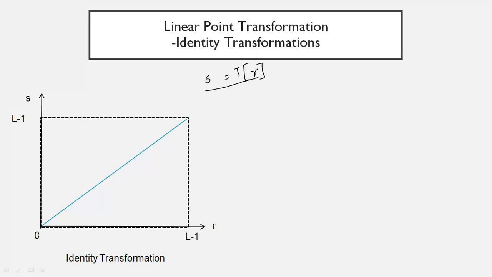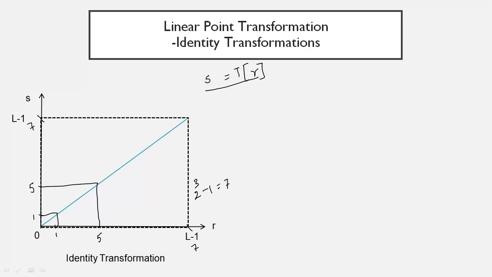If the pixel value in the original image is 0, in the output image, that is the enhanced image, it will also be 0. If in the original image the pixel value is 1, in the output image the pixel value will also be 1. If in the original image the pixel value is 5, in the output image it would also be 5. For a 3-bit image, L minus 1 is 2 raised to 3 minus 1, which is equal to 7. So if in the original image the intensity value is 7, in the output image the intensity value would also be 7. This is the one-to-one mapping that we are doing.